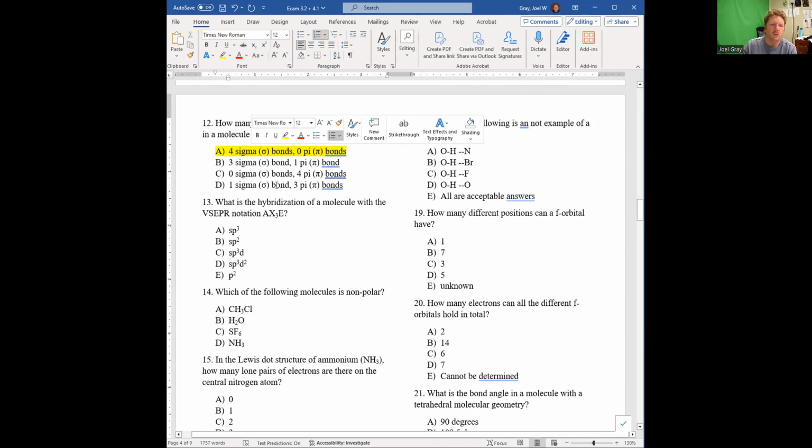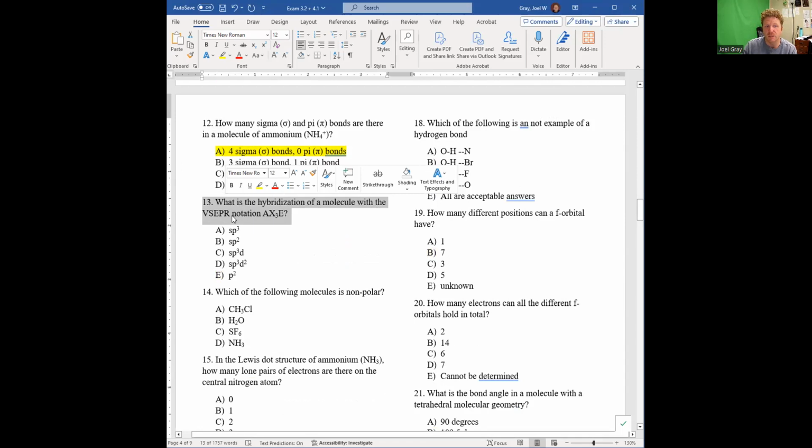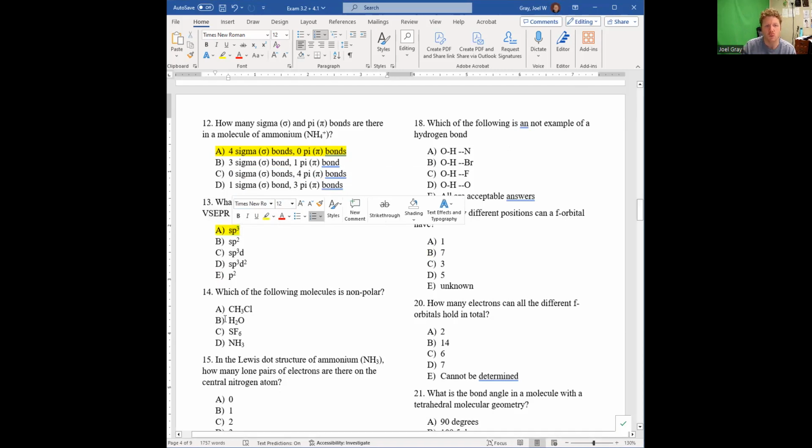Next up is question number 13. What is the hybridization of a molecule with the VSEPR notation of AX3E? Okay, so we're talking about something that has a total of 4 things around it. So our approach to this should be SPPP. 4 things, X, X, X, E. So this is a central atom that has 4 things surrounding it. So our correct answer is going to be sp3 for question number 13.